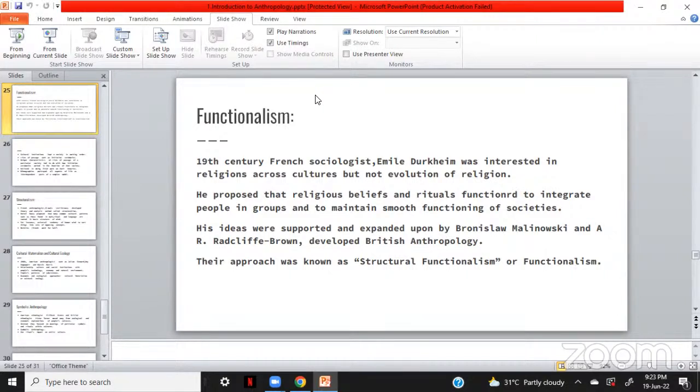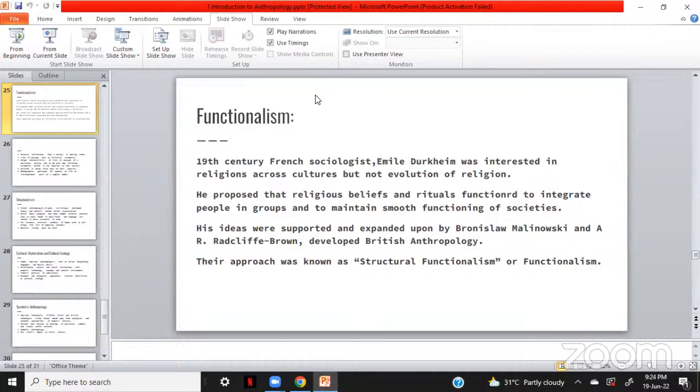Like in the past, we studied Sir Edward Tylor, who focused on the evolution of cultures from animism to polytheism to monotheism. Animism is a type of culture in which people believe in spirits. Then there are cultures where people believe in many gods, that is polytheism. And then there are cultures where people believe in monotheism. Sir Edward Tylor thought that the evolution of a particular society is dependent on the evolution of these different religions.